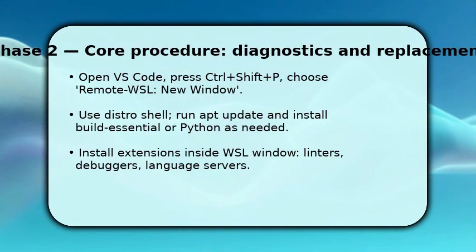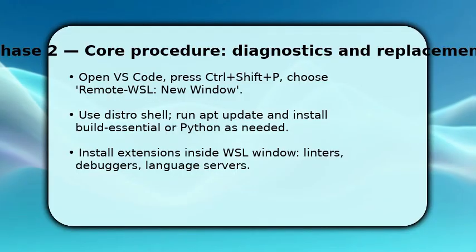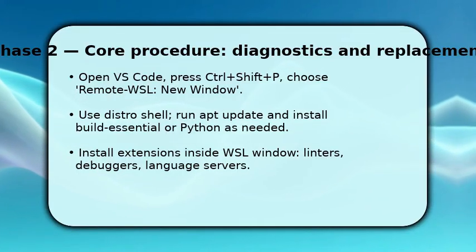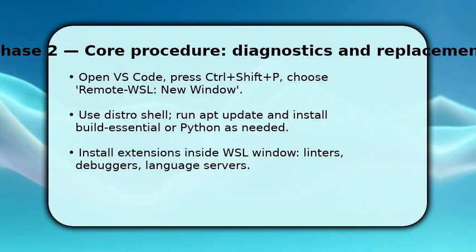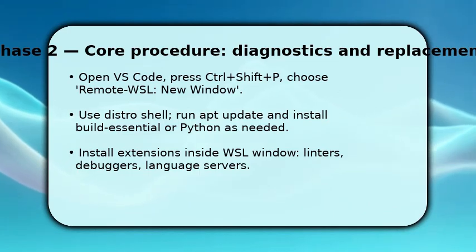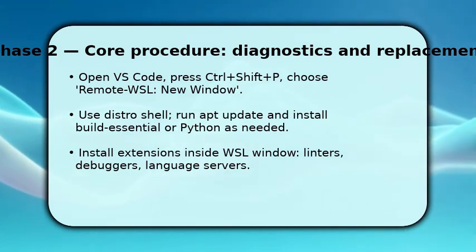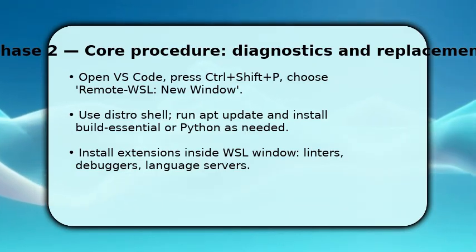Now open VS Code and press Ctrl+Shift+P, then select Remote-WSL: New Window to connect to your distro. This spawns a VS Code server inside WSL. Once connected, open an integrated terminal and run apt update, then install build-essential or language-specific tools you need. That ensures compilation and tooling work in Linux.